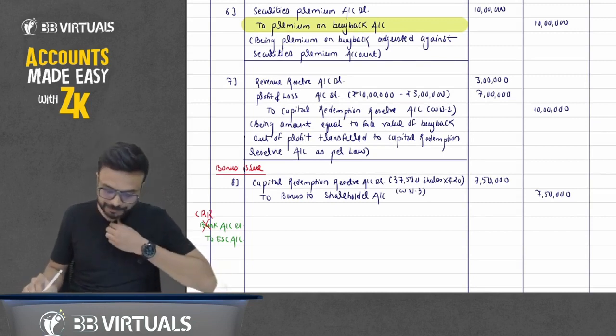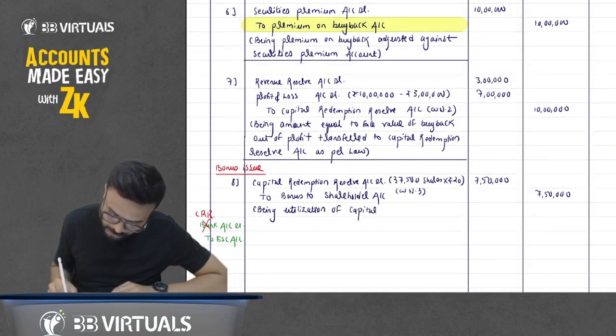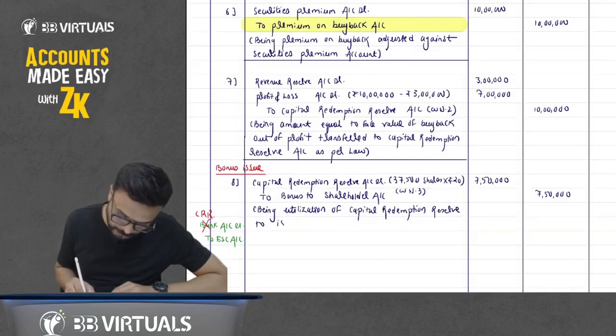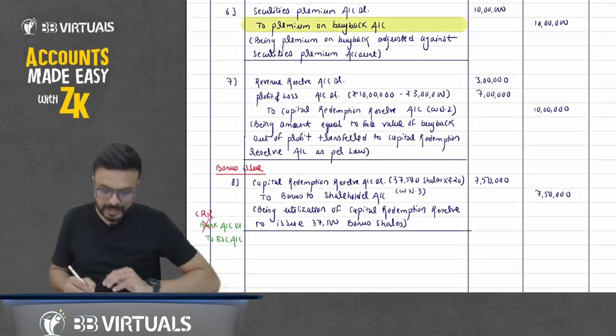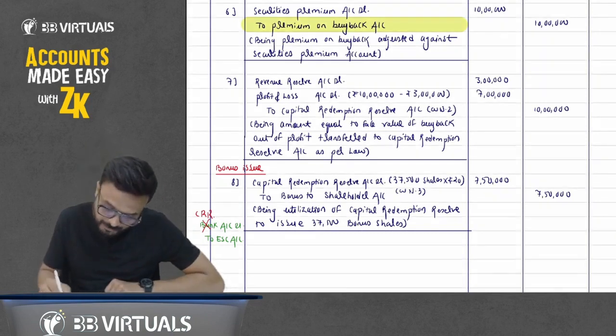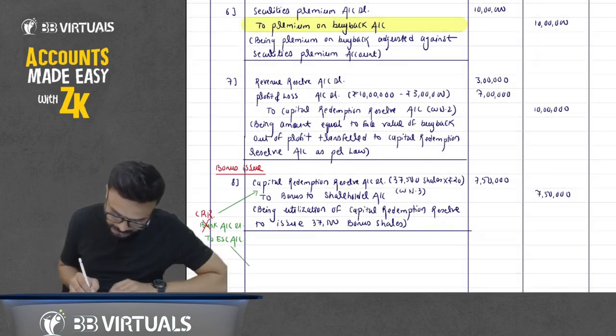So write down here, being utilization of capital redemption reserve account to issue 37,500 bonus shares. Okay, now you may say you have passed the entry here as CRR to equity share capital. Don't worry, the net effect will be CRR to equity share capital account only. Net effect will be same.